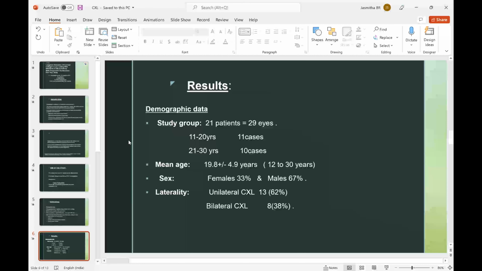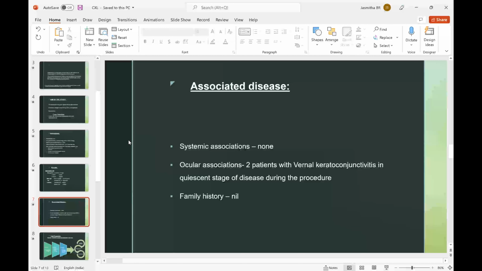Coming to the demographic data, 29 eyes of 21 patients were included, of which 11 cases belonged to the second decade and 10 cases belonged to the third decade, youngest being 12 years old and the oldest being 30 years, with a mean age of 19.8 plus or minus 4.9 years, and 33% were females and 67% were males. 13 patients underwent cross-linking unilaterally, and 8 patients underwent bilateral cross-linking consecutively. There were no systemic associations in any of the patients, and 2 patients gave a history of vernal keratoconjunctivitis, and cross-linking was performed at the quiescent stage of the disease. There was no family history.